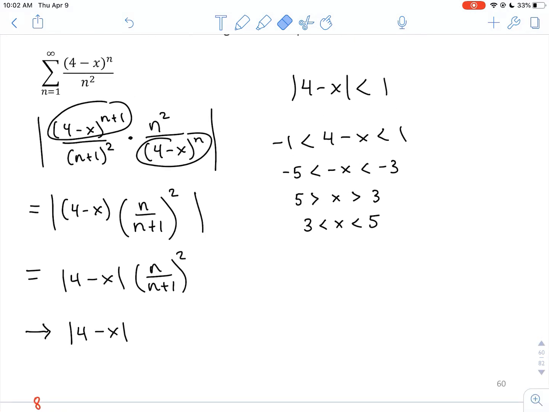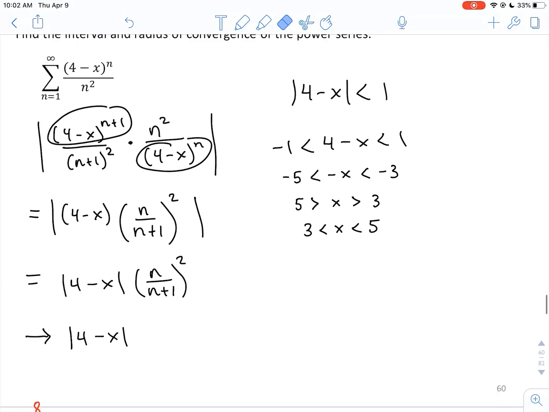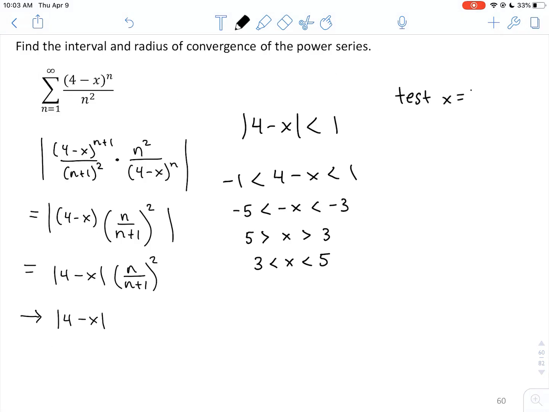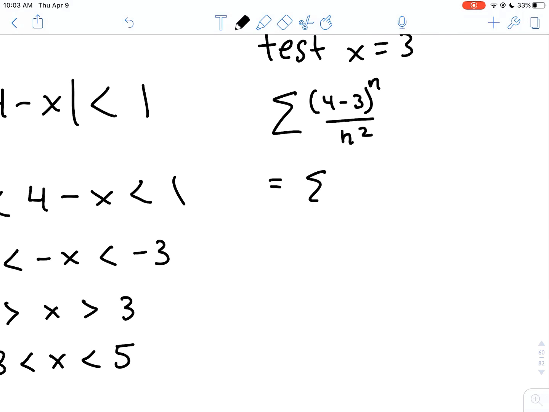But the ratio test is inconclusive at the endpoints of this interval. So I need to test the 3 and the 5 separately. Here we go. Let's test what happens when x is 3. So I'm going to rewrite this series, but change the x to a 3. And I don't need to bother saying where the series starts, right? This becomes the series of just 1 to the n, but 1 to the n is just 1, so it's really just a series of just 1 over n squared. And this is a convergent p-series.